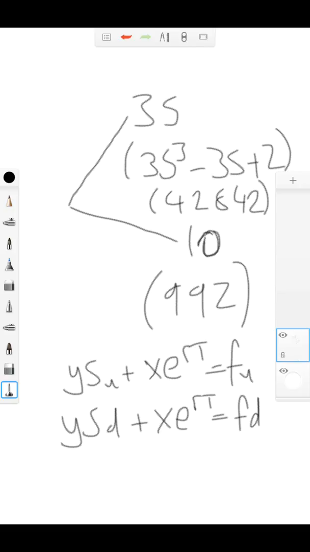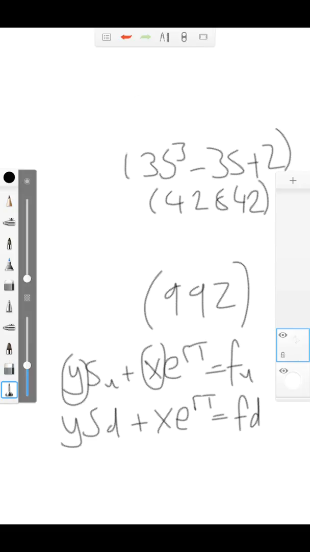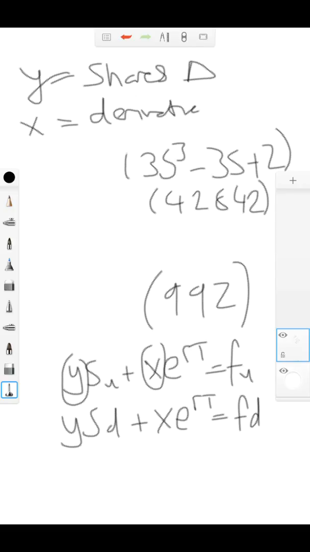So y and x are what we're trying to find, so I'm going to highlight them. I'm just going to delete this because I won't have enough space for it. So y represents shares, so the change in shares. To be honest, it's our delta. X is derivatives or bonds, same thing to be honest.